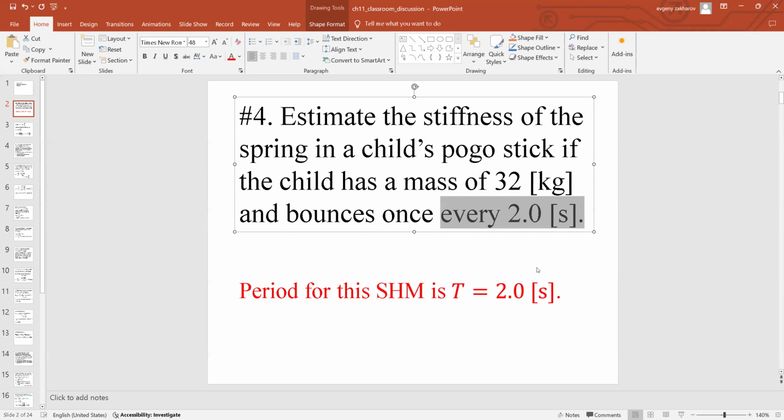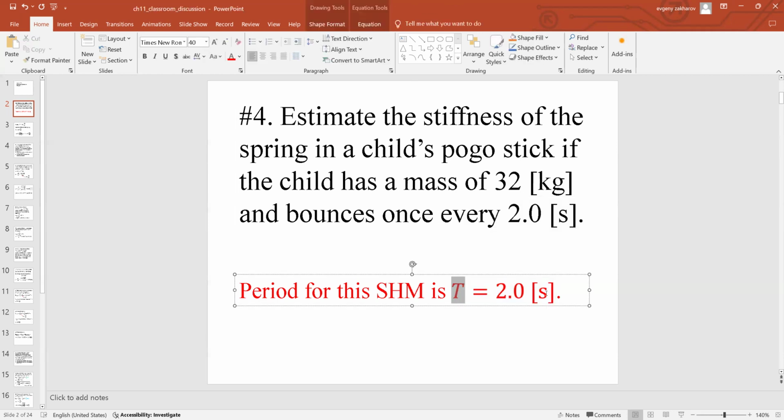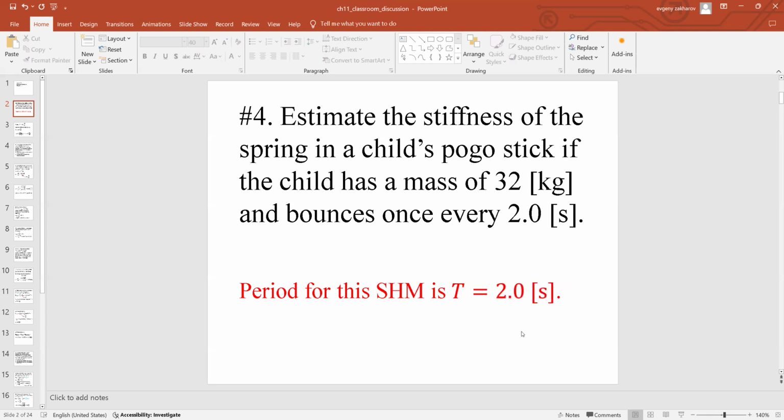So we call this specific time the period. So the period is given. It's not specifically saying the period is 2 seconds. It says it bounces once every 2 seconds, and that's how you figure out that it's actually the period that is given, 2 seconds, because it's one complete revolution or one full cycle for oscillation.